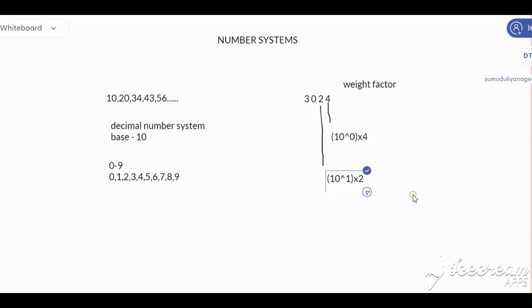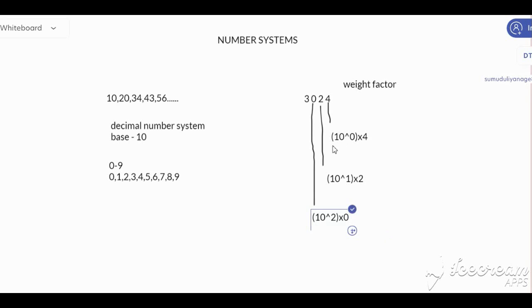Then if you consider this 0, it also has a position value. The position is 2, so you get 10 to the power 2, and you multiply it by the value here, which is 0.